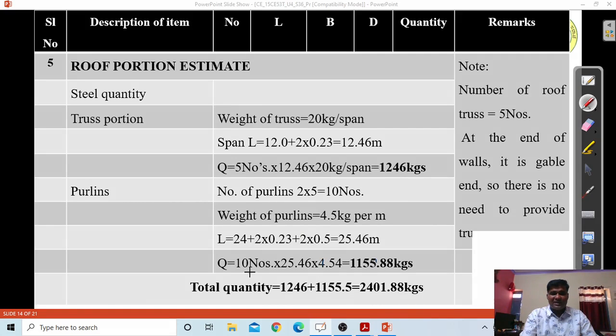Then I am going to provide 10 numbers of purlins into 4.45 kg unit weight. I am going to get the total weight of 1155.88 kgs. So adding both, the truss portion and purlins, I am going to get 2401 kg of steel.